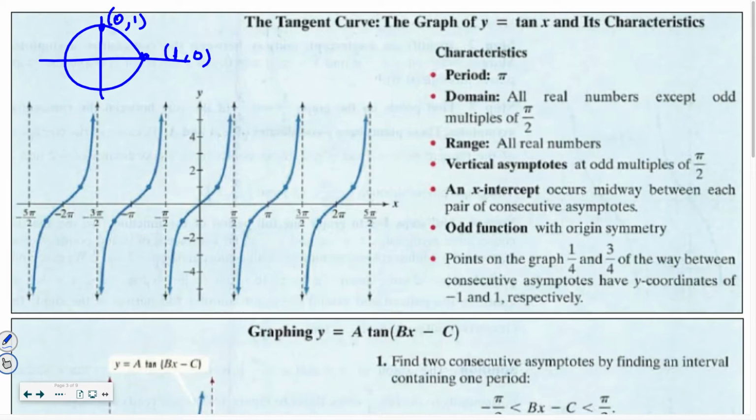Does that make sense as far as how this graph ties in with our unit circle? It's thinking of it as the y over the x value on the unit circle, and then 1 over 0, it blows up. That's why we have an asymptote. So we have asymptotes at pi over 2, and the period of tangent is pi, so we have them at 3 pi over 2, 5 pi over 2, negative pi over 2, negative 3 pi over 2, etc.